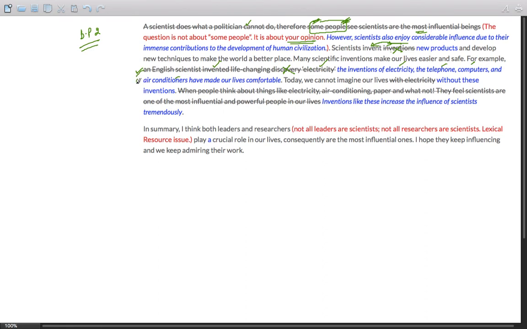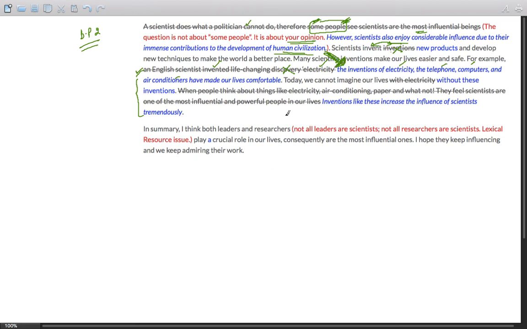And try to explain how exactly these scientists have gained considerable influence. So write about how exactly they serve the human civilization, how they have helped in building the human civilization. So these are the points you should consider while writing this paragraph.